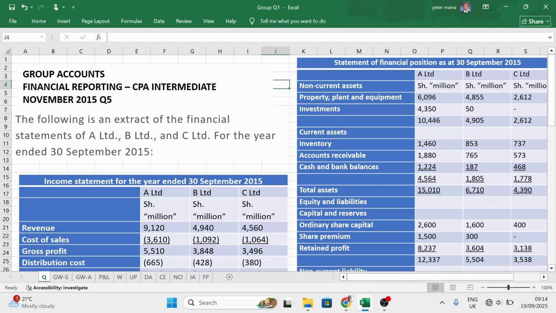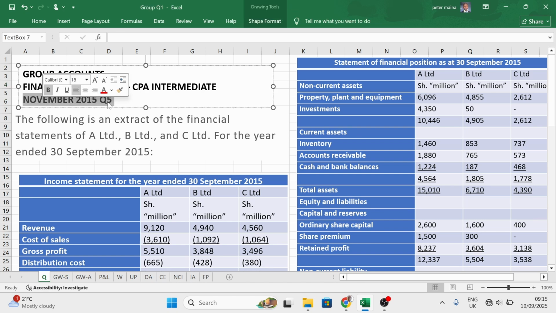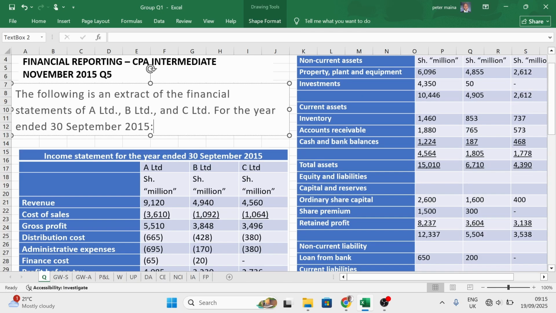In the previous video, I demonstrated how to prepare consolidated financial statements using the partial goodwill method. But in this video, I am going to demonstrate how to prepare the same statements where we are using the full goodwill method. So I have a question here. This question is extracted from one of the past papers from November 2015, question 5, and this is the CPA Intermediate, the KASNEB exams. So this is what the question says.